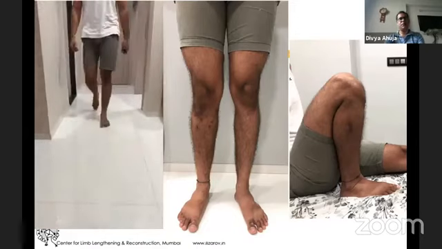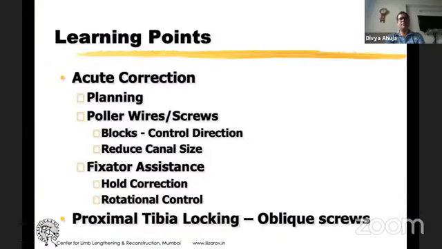And a happy patient. The learning points here are that one needs to plan these acute corrections well and execute them well. One would encounter issues, especially with the proximal tibial osteotomies, to hold the fragment well. So the polar wires act as blocks. They control the direction where our reamer and nail is directed, and they also reduce the canal size, especially in the distal fragment, where one would expect that it will follow the center of the canal. There the polar wire was blocking it and directing it well.